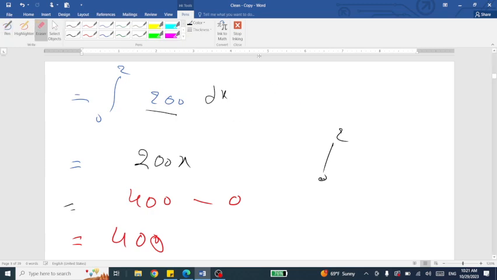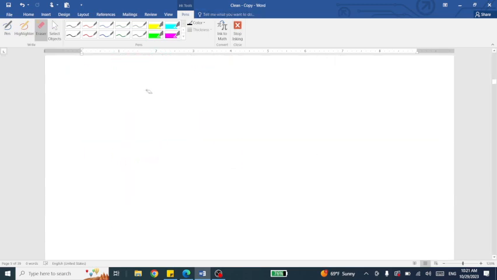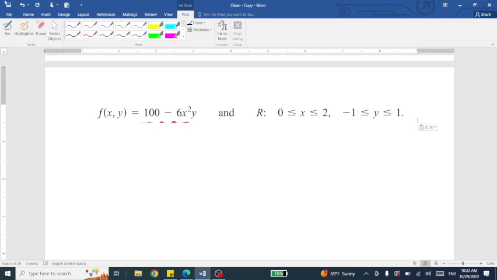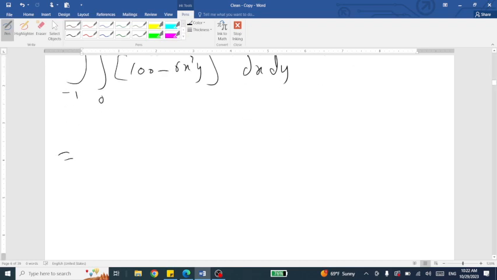200x depends on the dx or dy that you take. Okay, it's the same example. Dx dy, the previous one was dy by dx. So 0 to minus 1, 1. Am I right? Okay, equal to what?